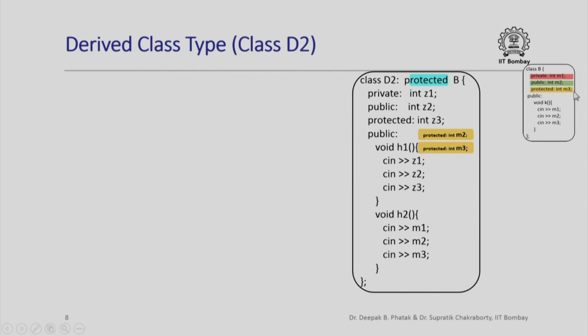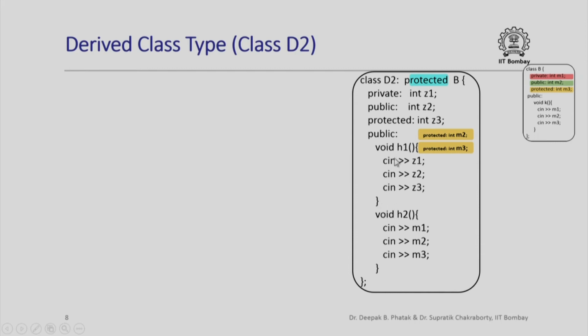What about M3? M3 was protected in the base class B, this mode of derivation is also protected, so the least of these two access control specifications, in this case both are protected, so the least of them is protected, determines the access control specification of M3 in the derived class.